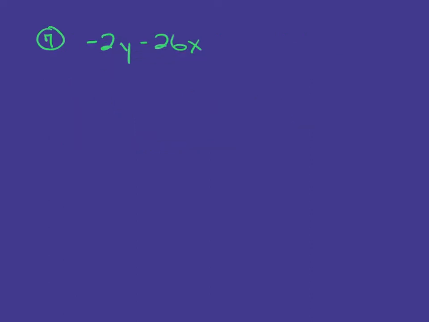Number 7, negative 2y minus 26x. And I just want to make a point about factoring. If the first term is negative, you'll want to factor out a negative generally. So if the first term is negative, factor out a negative.